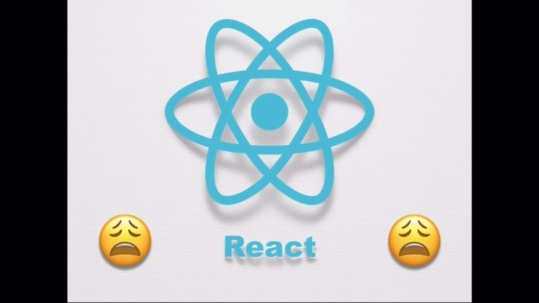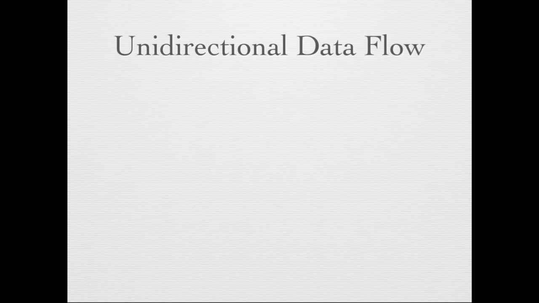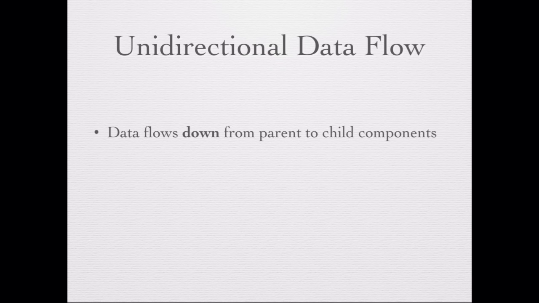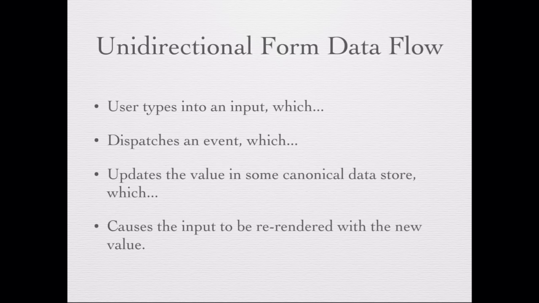So not so awesome. But what is this unidirectional data flow thing? Well, unidirectional data flow in React means that the data only ever flows down from the parent to the child components. If you're doing React properly, a parent is never going to ask a child for its state. That's not the way it's done. The parent dictates the state to the child. And the only way that the child can mutate the state is with a callback that the parent has given it.